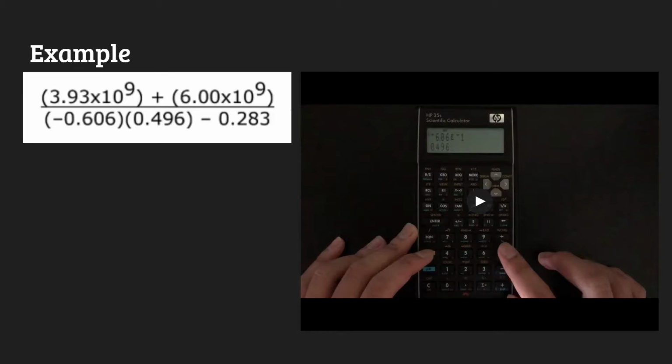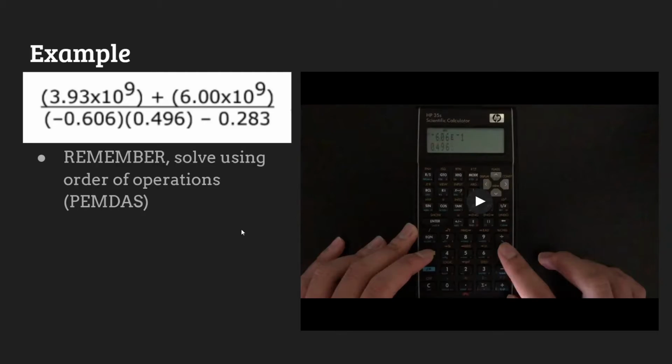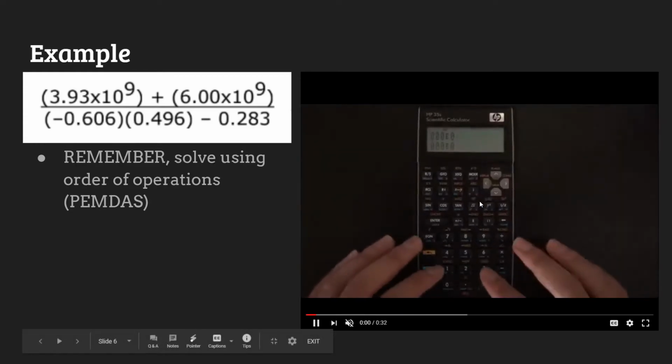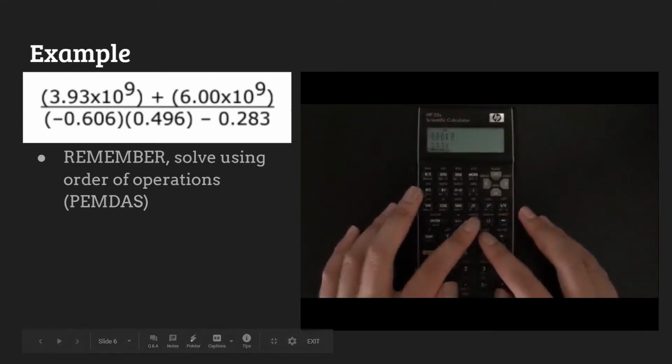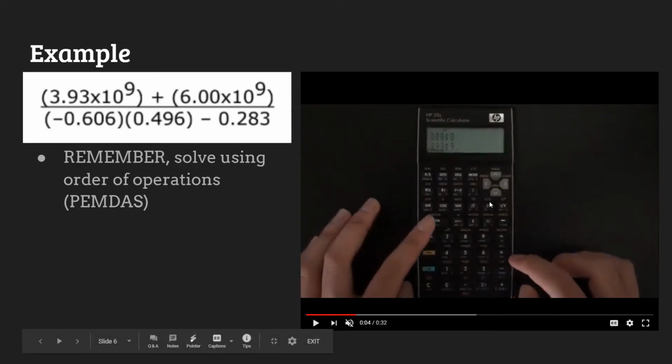So remember when I said to solve from left to right and top to bottom? Whenever you have fractions, you solve first at the numerator, and then after you finish, you go to the denominator. Another reminder to solve using PEMDAS as well, and we're going to go over this. So start off with 3.93 times 10 to the 9th. Remember in the scientific notation video that E represents times 10, so instead of writing times 10, I'm going to be putting in E in the E button right here.